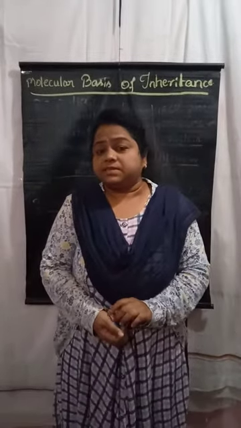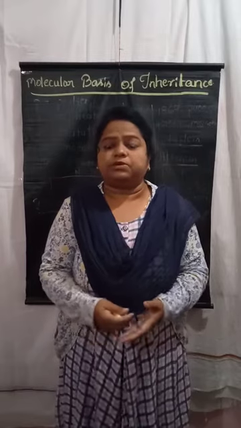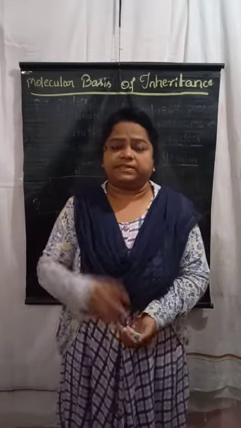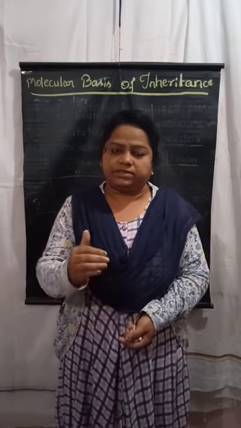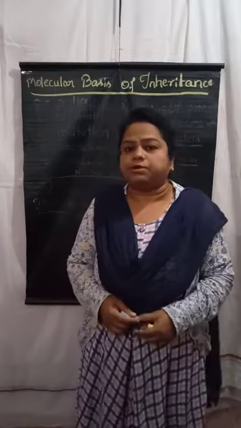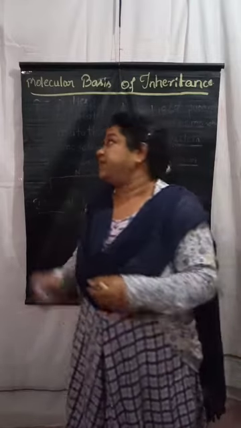So, in the last session, we discussed, in this chapter on the molecular basis of inheritance, the properties of the genetic material and the historical background of the genetic material, and also the types of nucleic acids, and where they are present. Now we are going to discuss the composition of these nucleic acids.